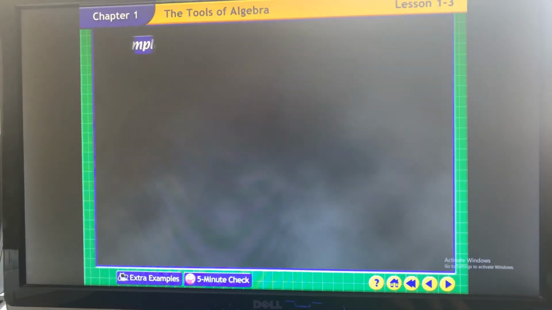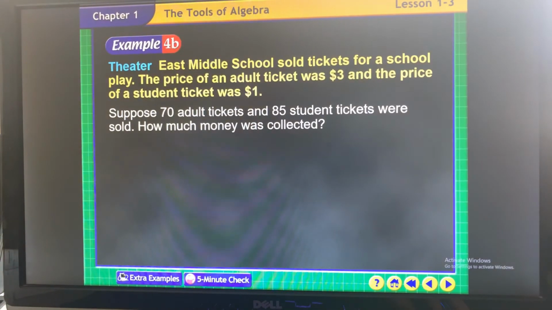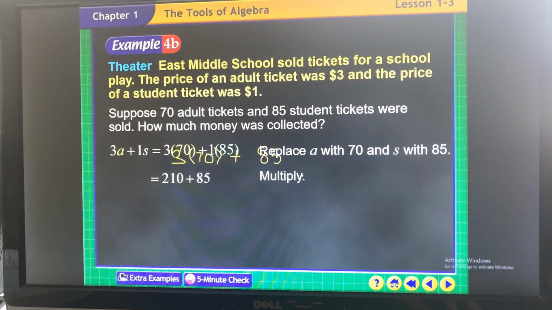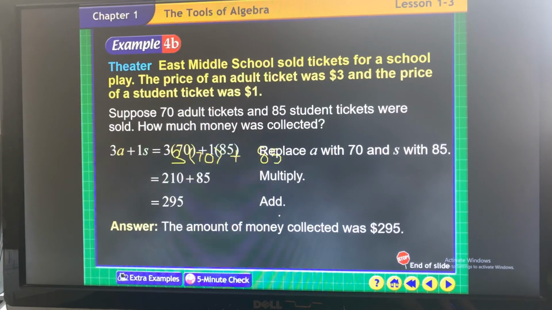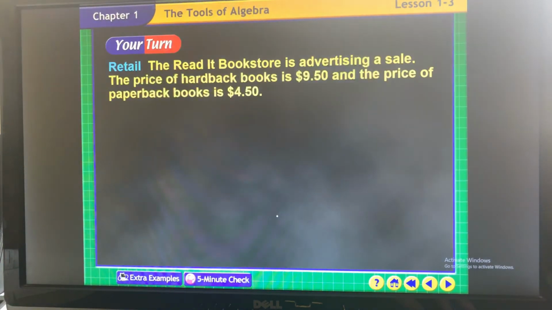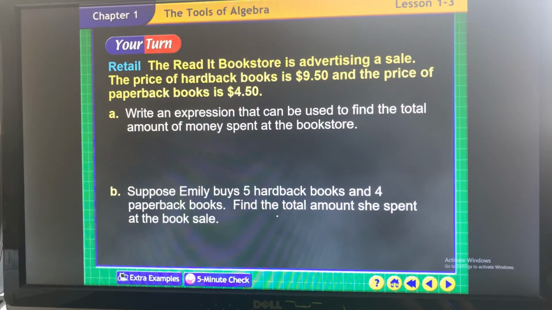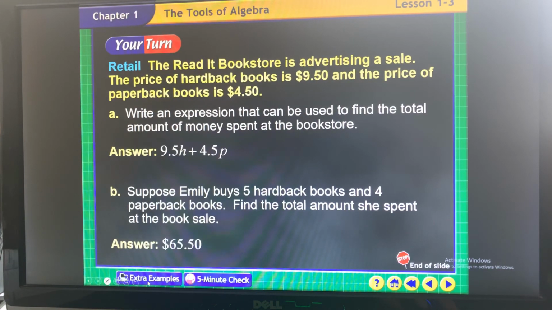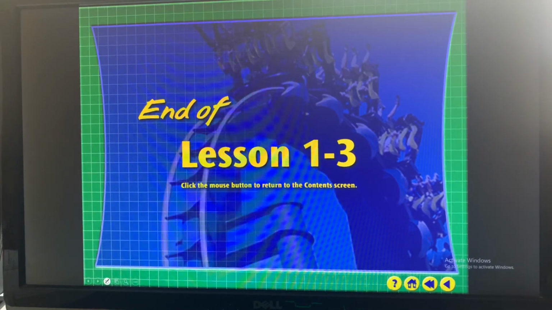Now you're going to take that expression and answer this question. So you're going to do 30 times 70 plus 85. 1 times 85, which is 85. There you go, $295. So we do it again. Go ahead and pause and try to do it. There's your expression. There's your answer. Done. Good luck.